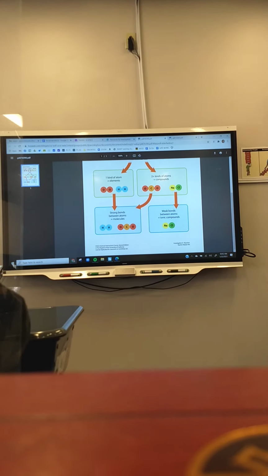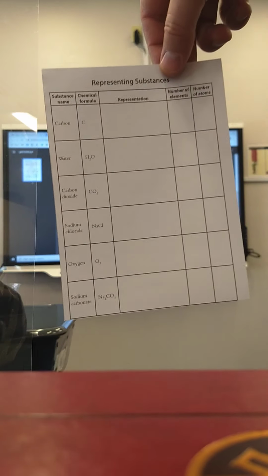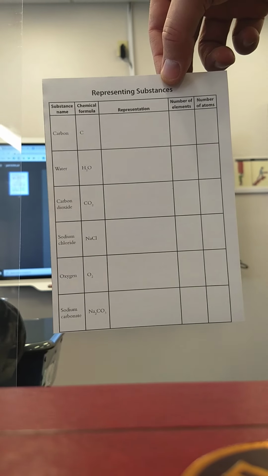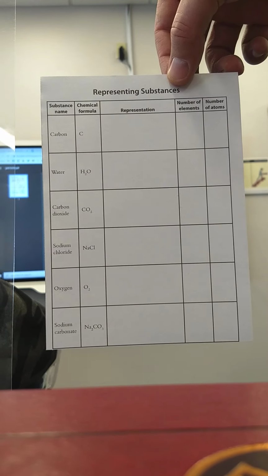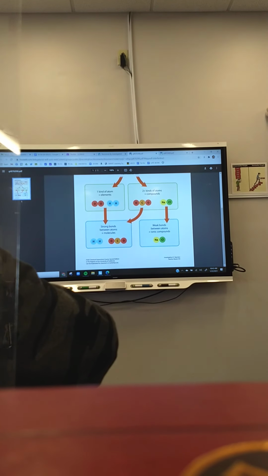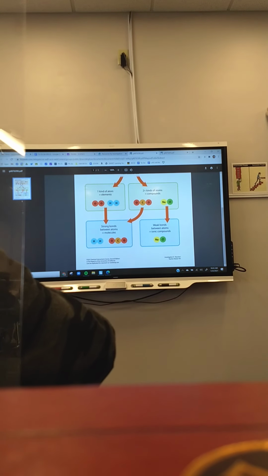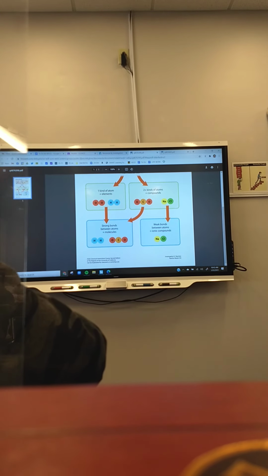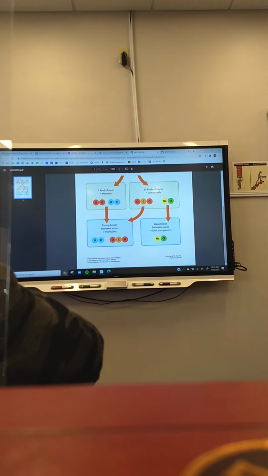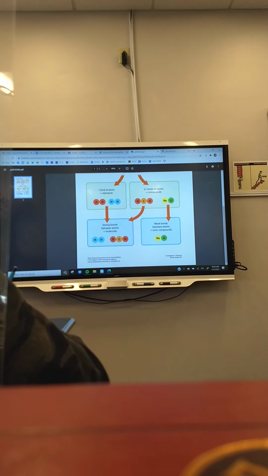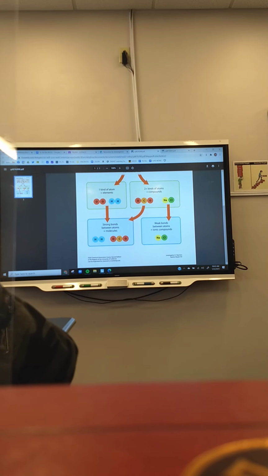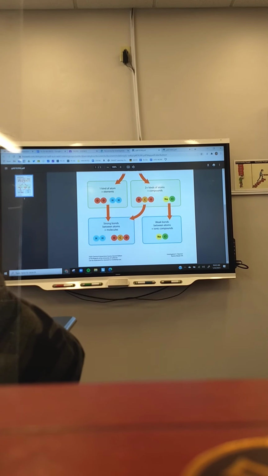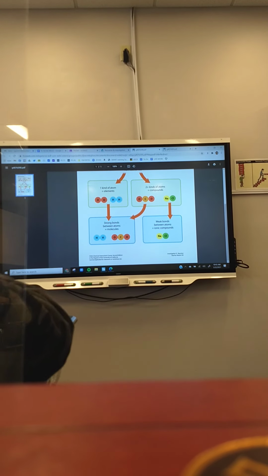And while you're doing that, I'm going to come around and pass out this half sheet of paper, which has a number of different compounds that we've used before, like carbon, water, carbon dioxide, sodium chloride, oxygen, sodium carbonate. And it's got the chemical formula there. All of these are basic enough that they're using these five atoms. And we're going to actually construct what these compounds might look like at the atom level.